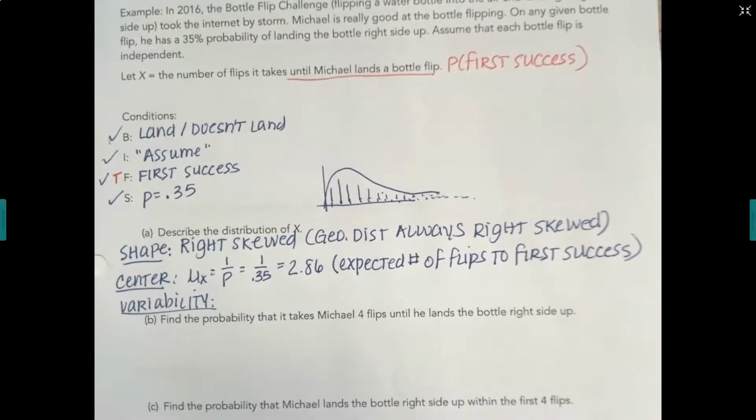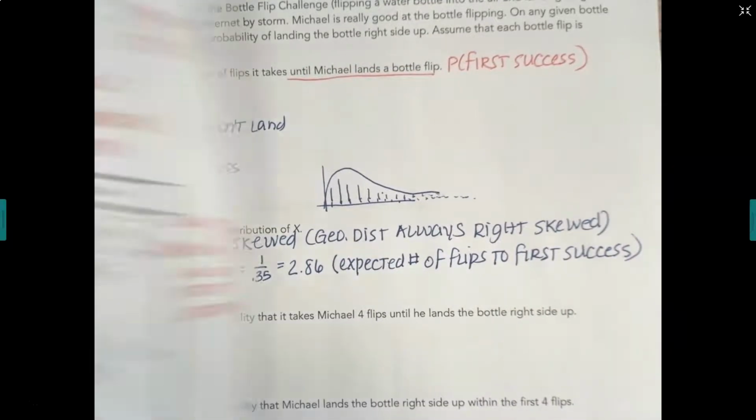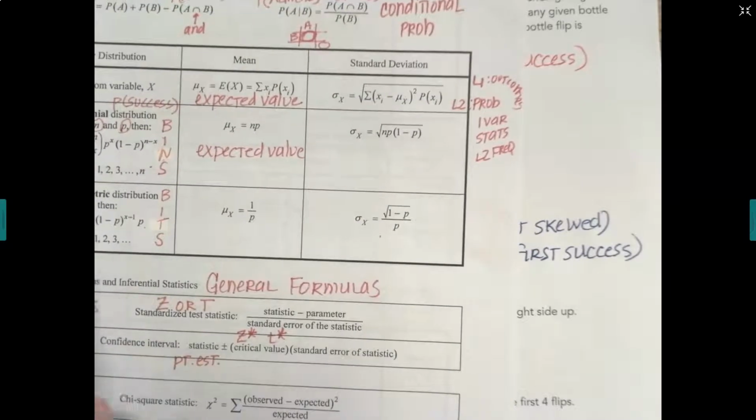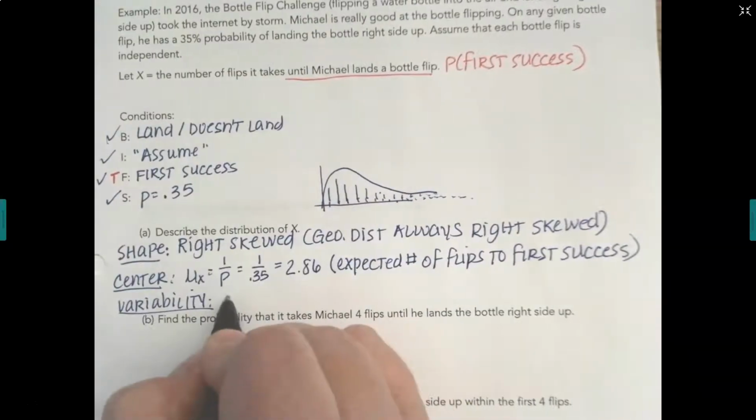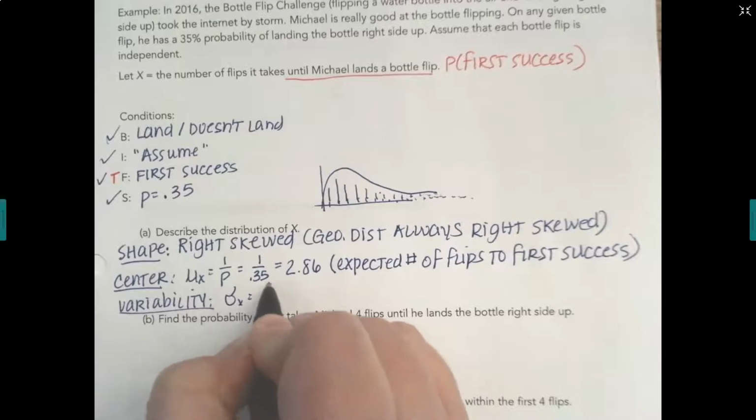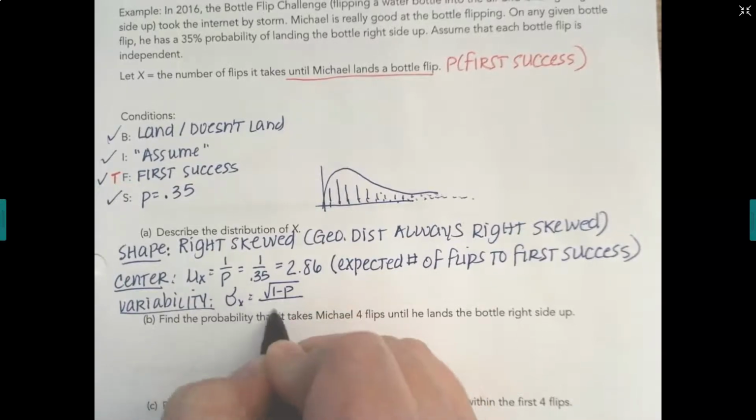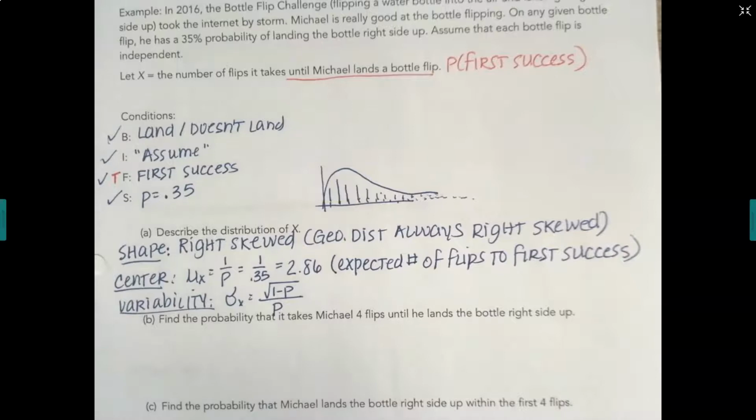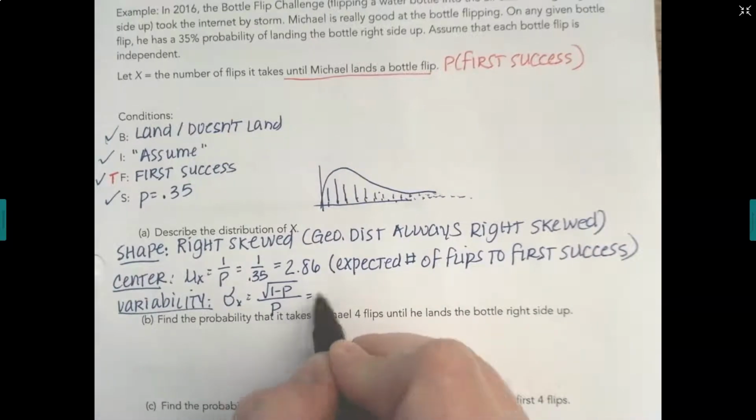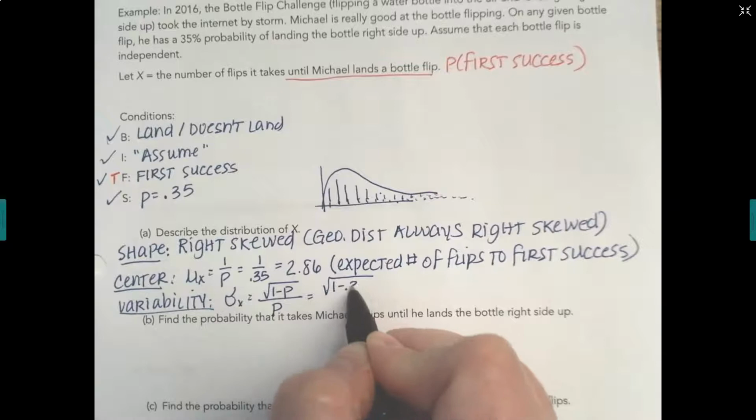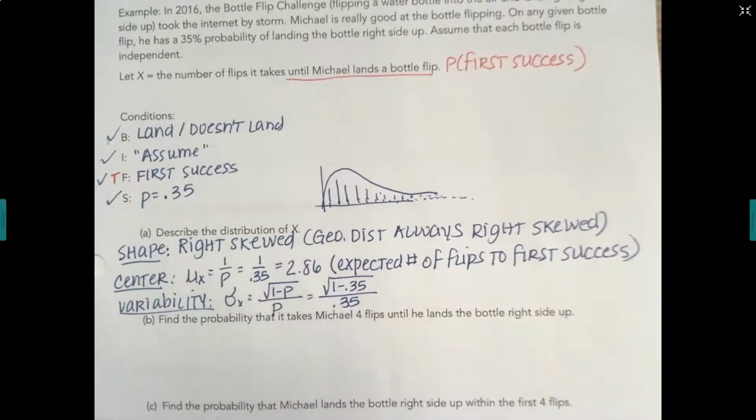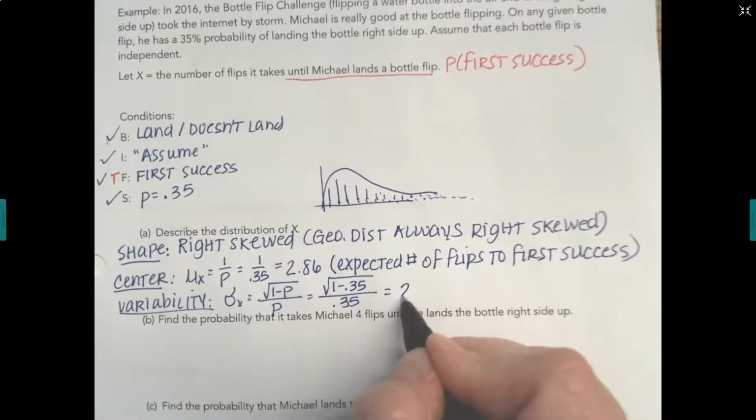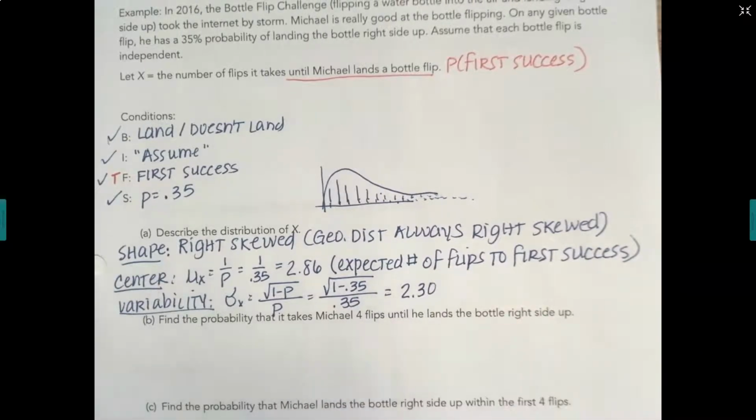Okay, now our variability is standard deviation, so I go back again to my formula sheet, geometric distribution. Here's my standard deviation formula, so I'm just going to take that and plug into it. So we'll have the square root of 1 minus p divided by p. So we have the square root of 1 minus 0.35 divided by 0.35, which gives us a standard deviation of 2.30.